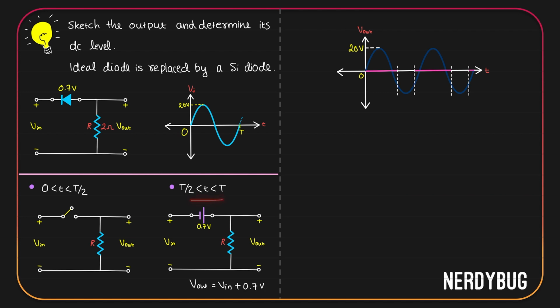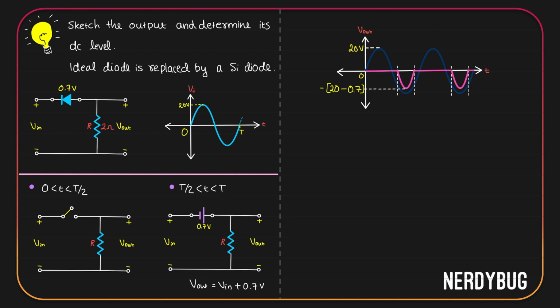But between T by 2 and T, the input voltage is negative and we are adding plus 0.7 volt to it. So our output voltage will look something like this. According to the question, this is 20, so this will be minus 20. So this is going to be minus 20 plus 0.7. Instead of writing it like this, we can write it as negative of 20 minus 0.7. So when we took the ideal diode model, we got minus 20 here, and now we are getting minus of 20 minus 0.7. The magnitude decreased.